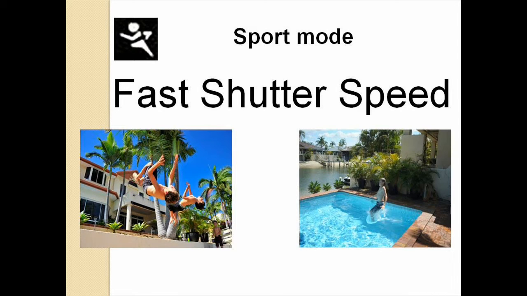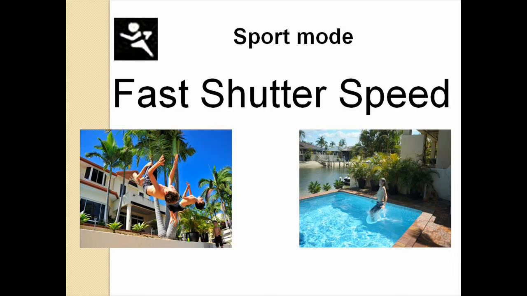Fast shutter speeds are used to freeze fast action. Look at both of these boys here. They're midway through doing a backflip. This boy's jumping into the pool, but it looks like he's standing on water. You can only achieve this kind of result, where you've frozen fast-moving motion, with a fast shutter speed.